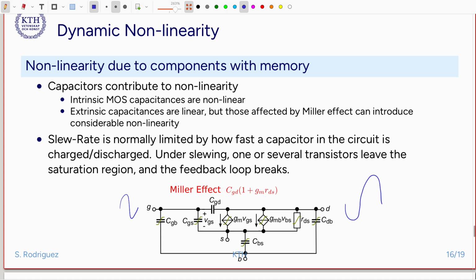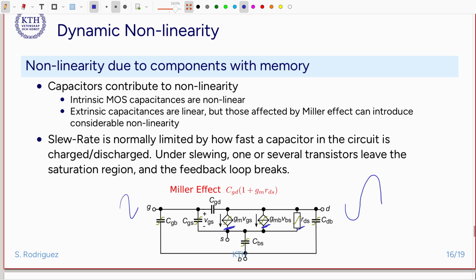We have already studied the transconductances. The transconductances are nonlinear, but those we can extract with the static nonlinearity. The resistance RDS, the output resistance, is also nonlinear, but these three already appear in the static nonlinearity.